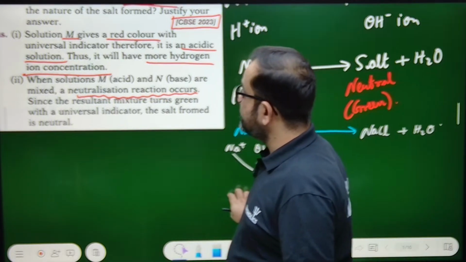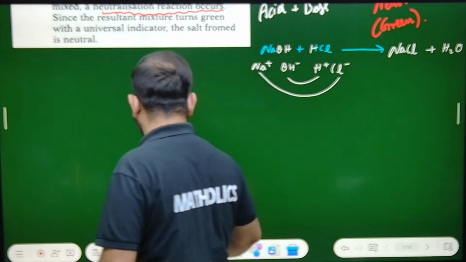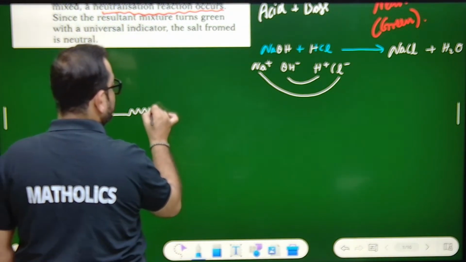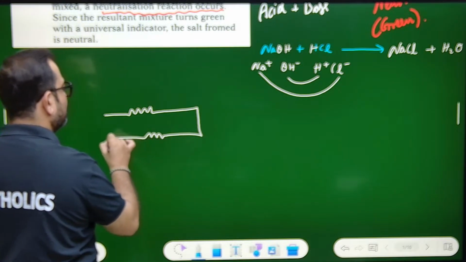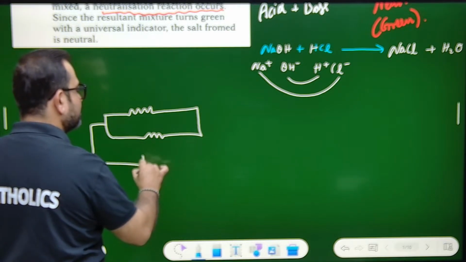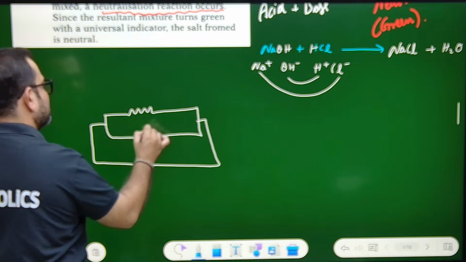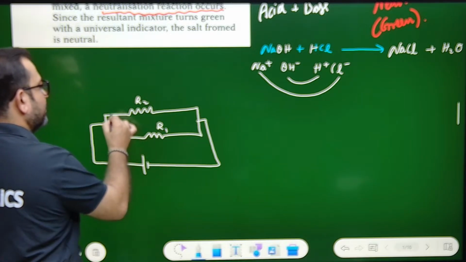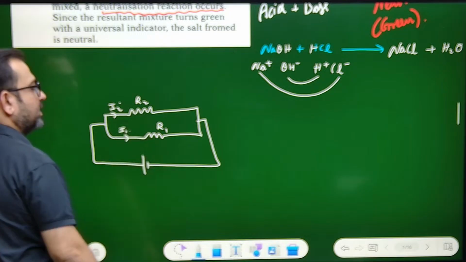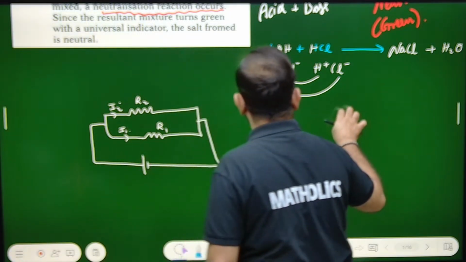Okay, some questions from electricity are also coming to my mind. Say if resistors are given like this. We must have done this, right? This is a parallel combination and find the current in the different branches. This is R1, this is R2. Okay, we have done this. This is I1, this is I2, right? Find out I1 and I2. We have done this. Okay, forget about this.